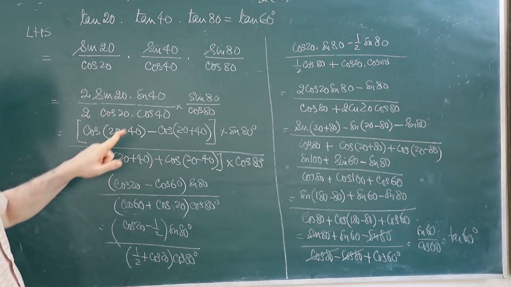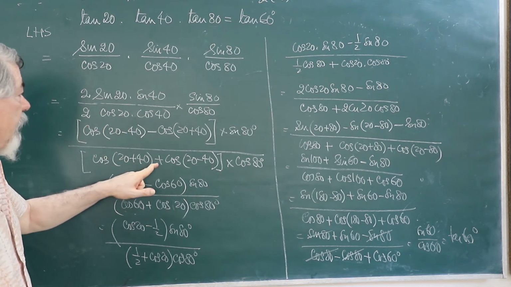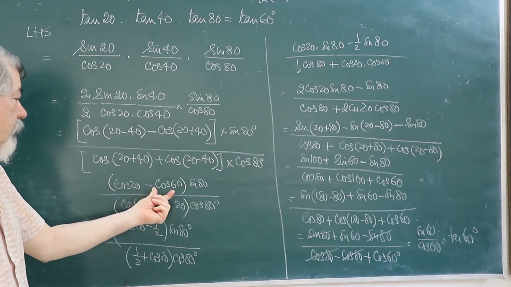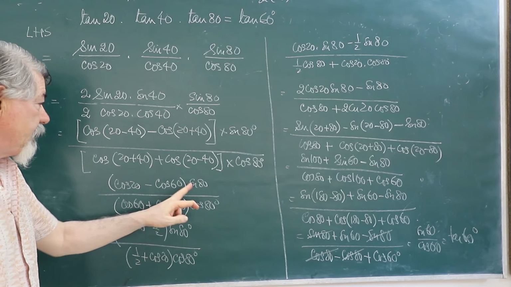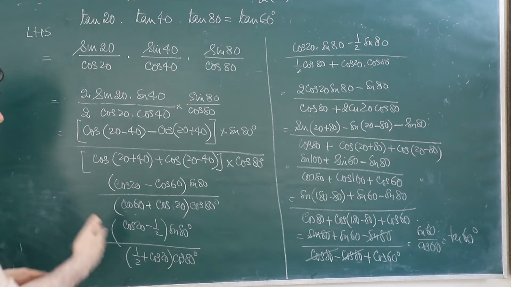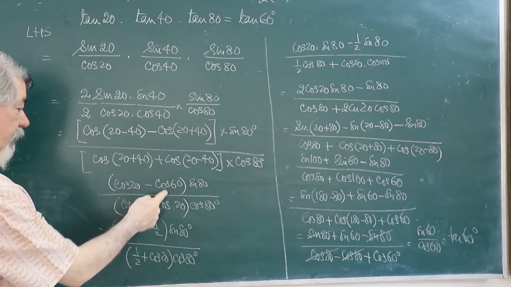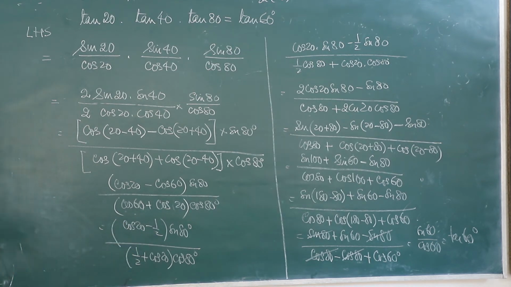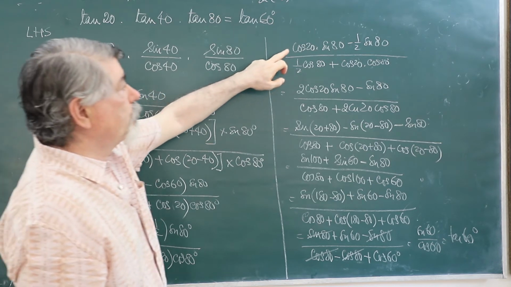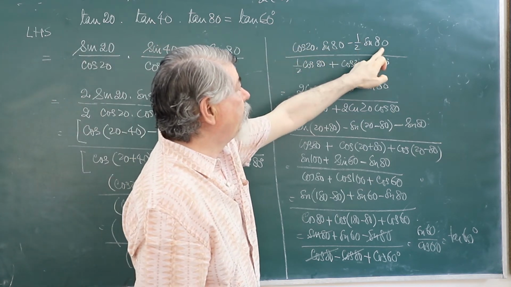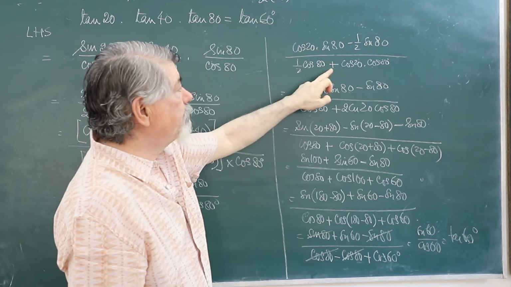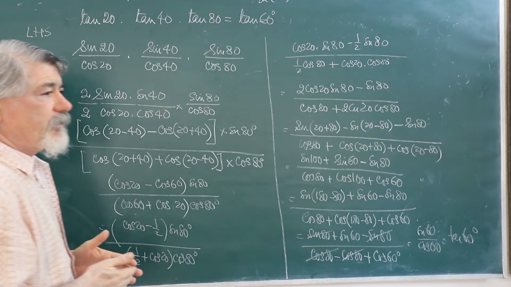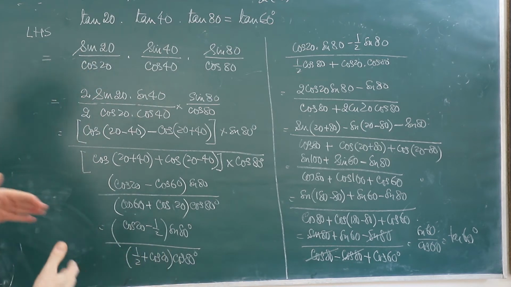Then 2 cos A cos B is cos(A+B) + cos(A−B). We got cos 20 minus cos 60, cos 60 plus cos 20, sin 80, cos 80. Now we kept cos 60 as 1/2, and cos 60 as 1/2, and multiplied them. We got cos 20 sin 80, half sin 80, half cos 80 plus cos 20 into cos 80. Then we multiplied the numerator and denominator again by 2 to use these formulas.